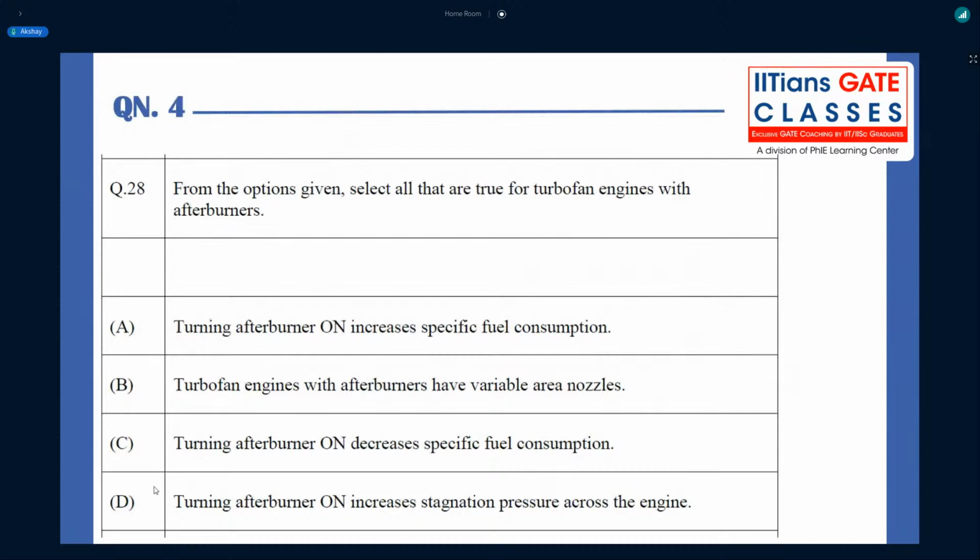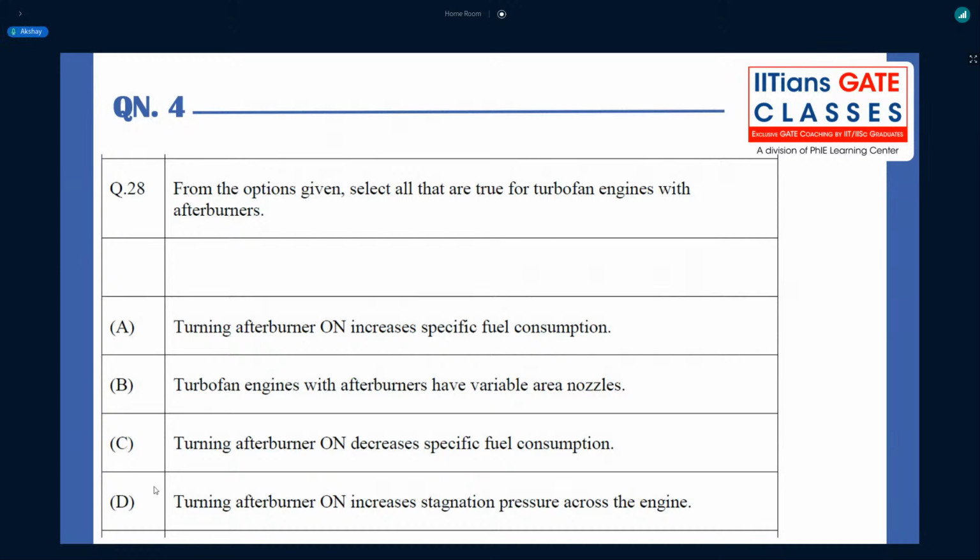Now question number 28 from the paper. From the options given, select all that are true for turbofan engine with afterburners. Turning afterburner on increases specific fuel consumption. Turbofan engines with afterburners have variable area nozzles. Turning afterburner on decreases specific fuel consumption. Turning afterburner on increases stagnation pressure across the engine.